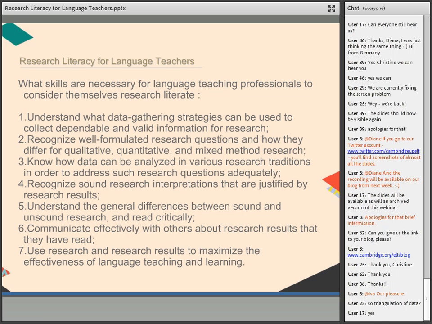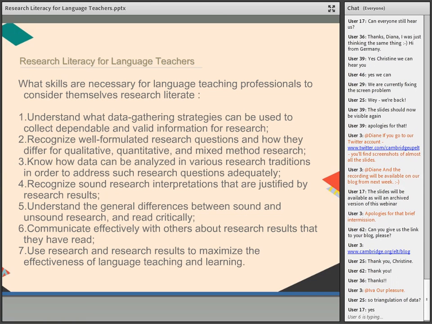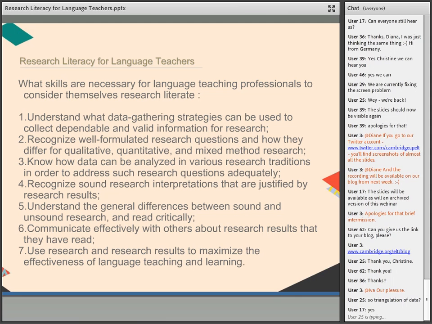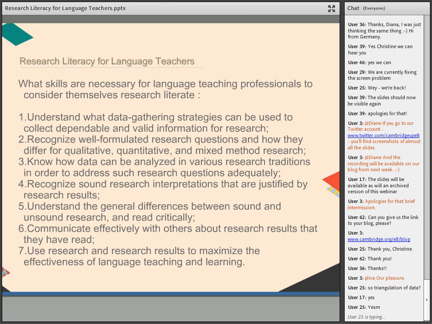Fourth, we need to recognize sound research interpretations that are justified by the research results. And this is a very satisfying part of research literacy, one that people can develop simply by reading and thinking about research that they encounter. Yeah, your personal view of the interpretations of a study is important. It's important to you, but it's also important to your thinking critically about the research interpretations.